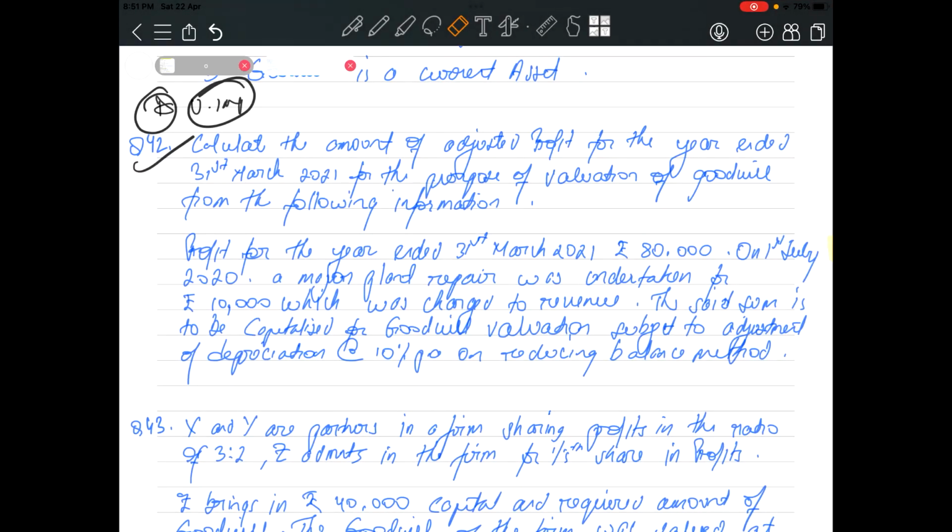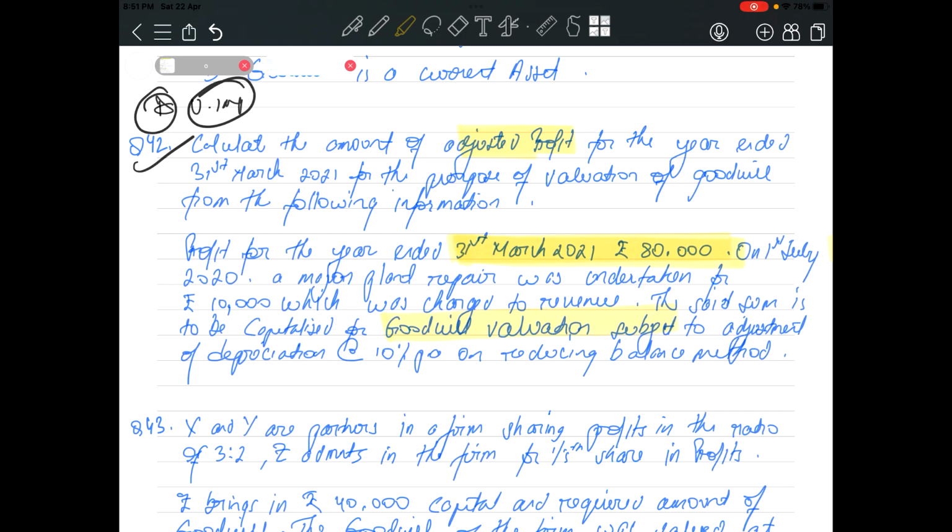Now let's come back to our question. What is the question saying? I will read it again. This is a very important question. You will get this kind of question, and it will be a tricky one. Calculate the amount of adjusted profit. The profit which the question has given me is the actual, correct profit, but I have to calculate adjusted profit for valuation.